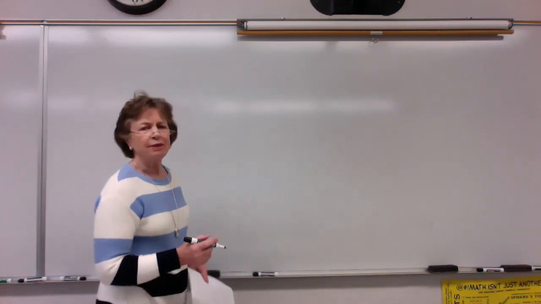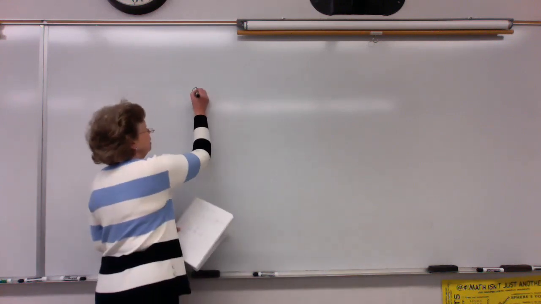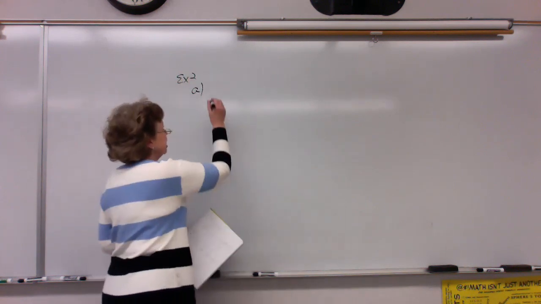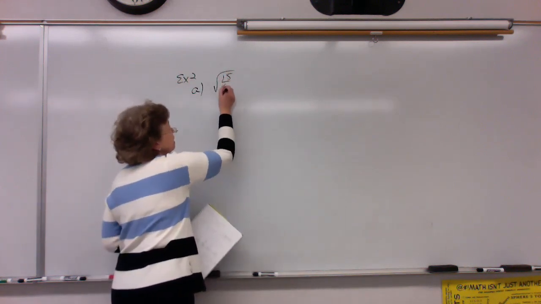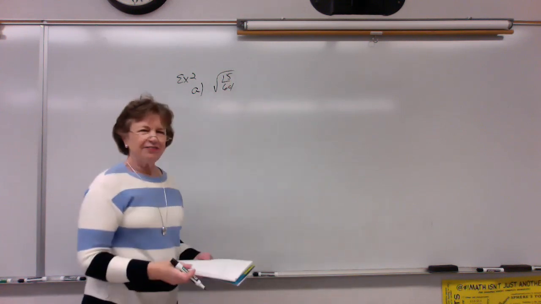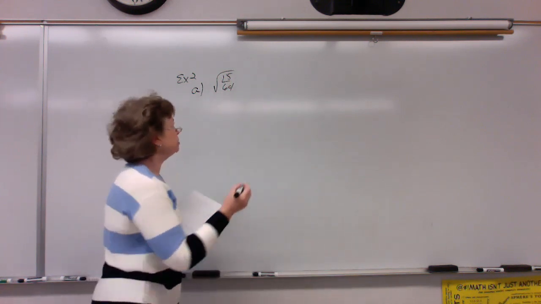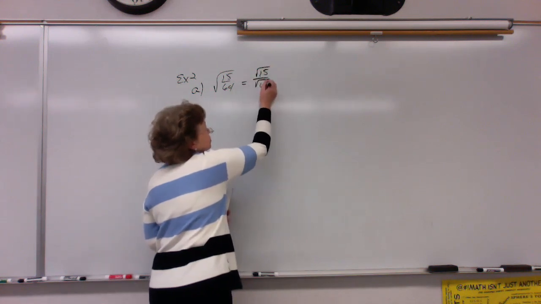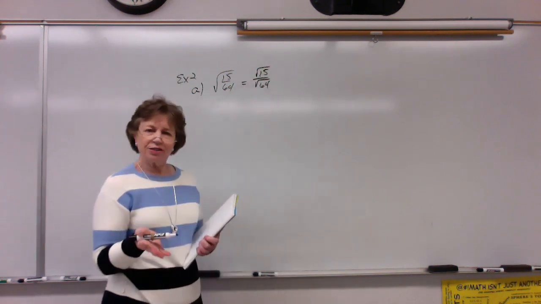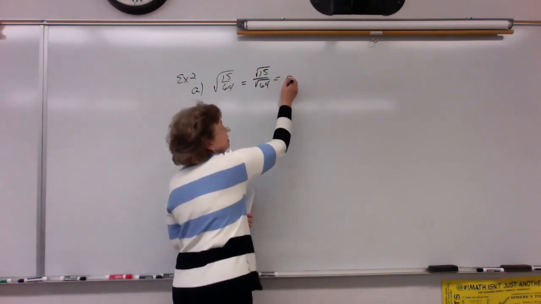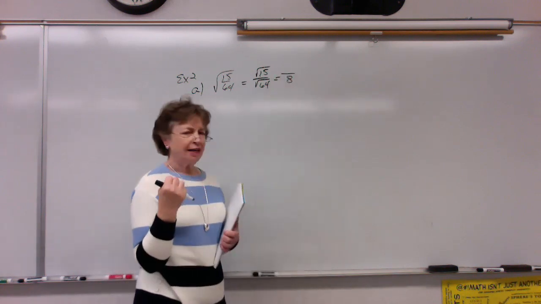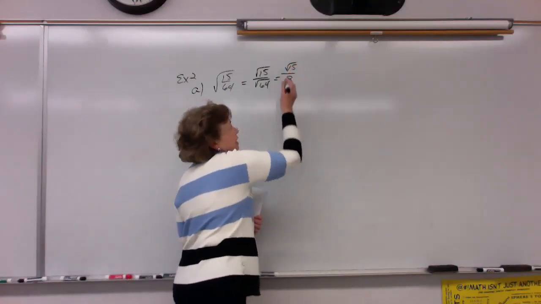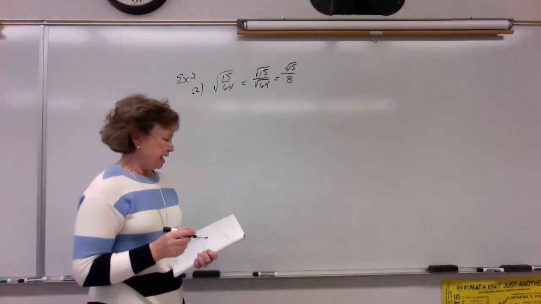So quotient property, I'm looking at example 2. Example 2, looking at A, which gave you the square root of 15 over 64. Well, 15/64 doesn't really reduce, so let's pull it apart. Square root of 15 over the square root of 64. We know the square root of 64 is equal to 8. And square root of 15, no perfect square factors, so that is simplified, and we leave it as the square root of 15 over 8.